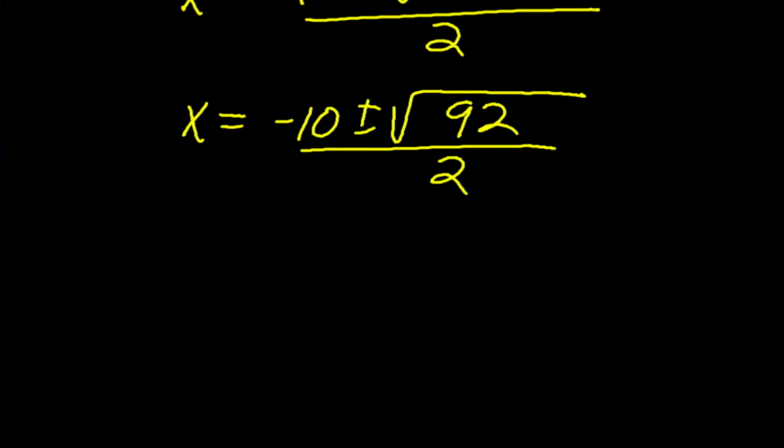Now, if you'll notice, I have the square root of 92. 92 is not a number that I can easily take a square root of. So what I want to do is try to break it down into factors of which I might be able to find a square root. Notice it ends in 2, so that means it's divisible by 2. So I'm going to start there.